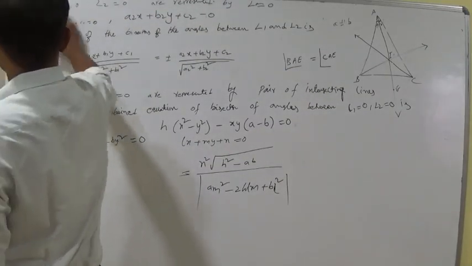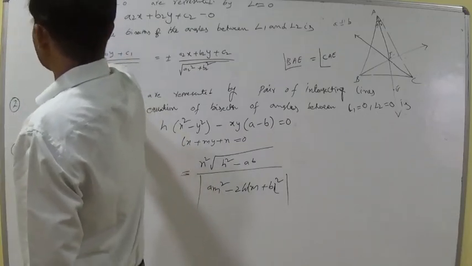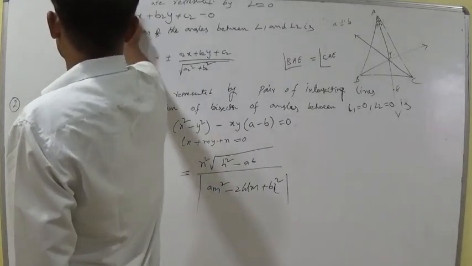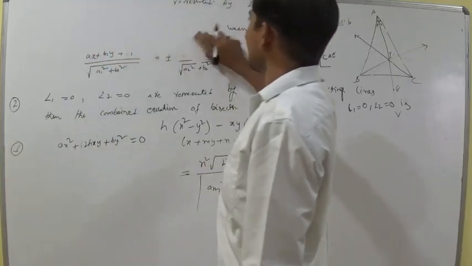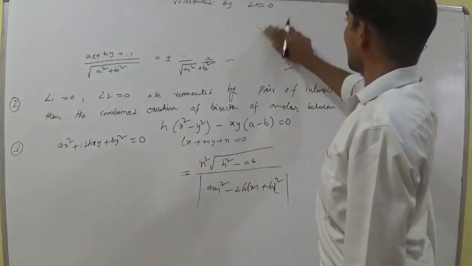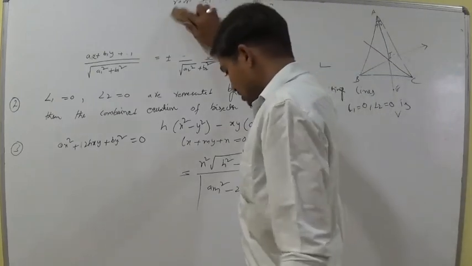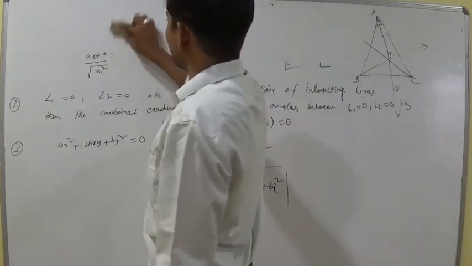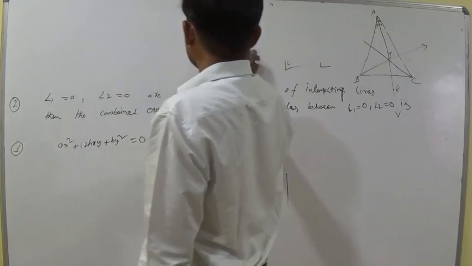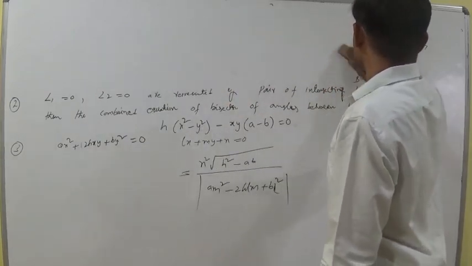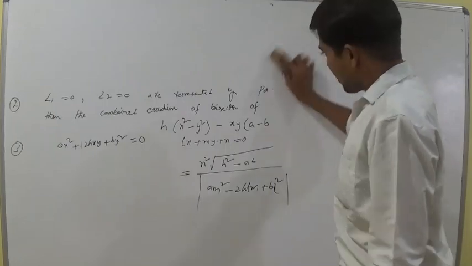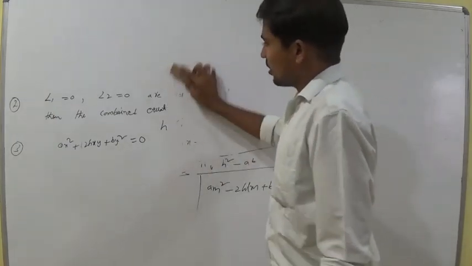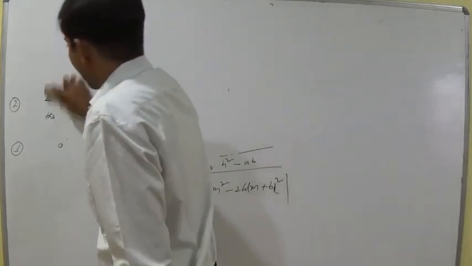So worksheet number 1, everything we completed, and the formula also we know. What is the formula for cos theta? Cos theta is equal to a plus b by square root of a minus b whole square plus 4h square.